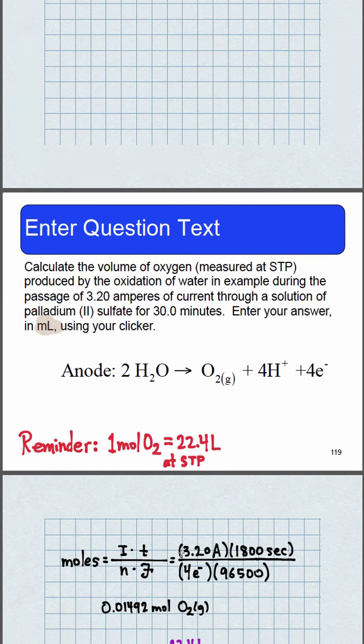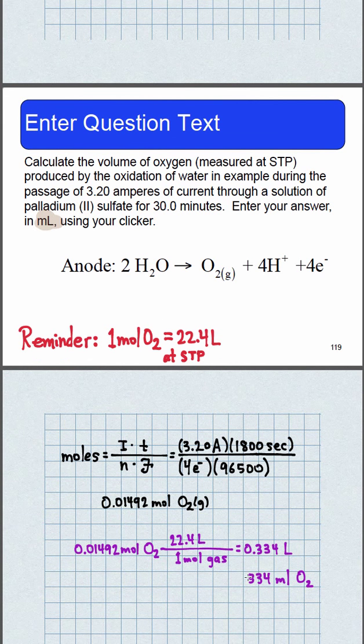This half of the story is 3.2 amps. 30 minutes times 60 seconds per minute gives 1,800 seconds. 4 moles of electrons transferred this time. The little n is 4. And again, Faraday's constant stays the same. And that would give me a number of moles of oxygen.